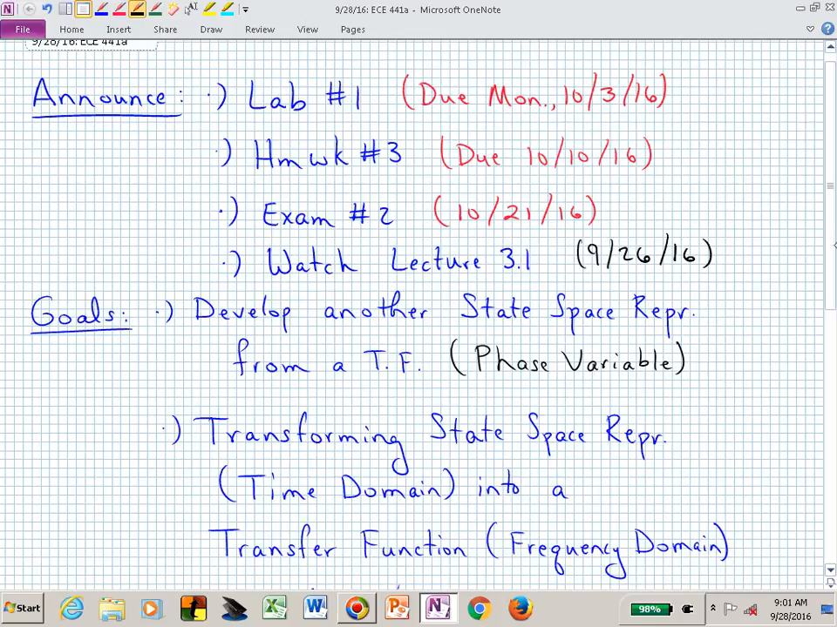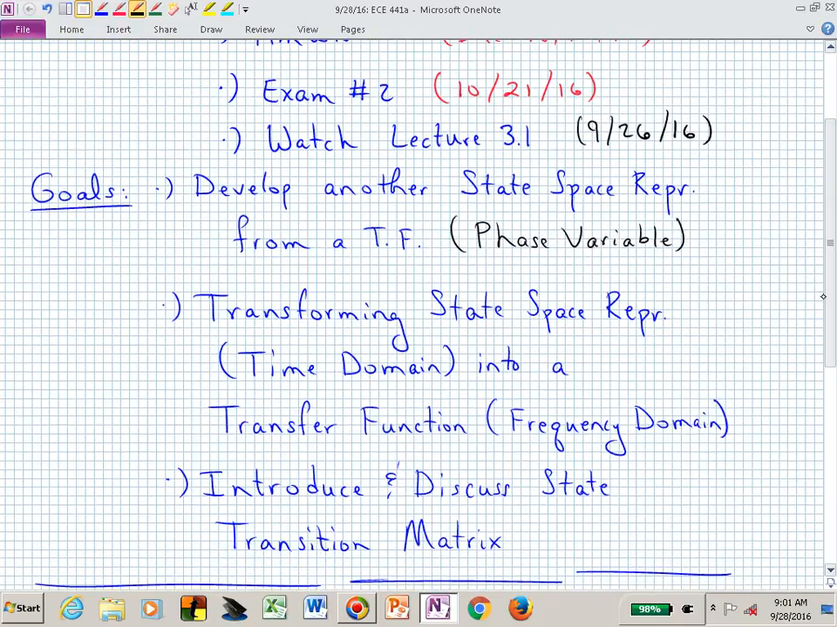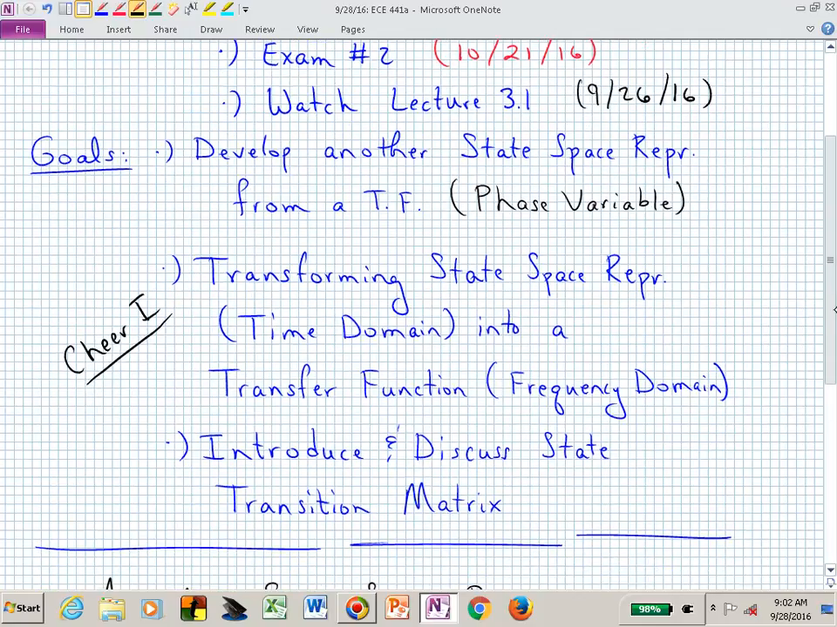Then we will look at transforming from the state space representation, which is the time domain, into a transfer function, and what should you be thinking when you see that goal? Cheer 1. Yes, so this is cheer number 1, actually. We know how to take a state space representation and go back into a transfer function, but I just want to make sure that everybody's clear with how we can chase our tail. And then we'll start looking at a state transition matrix. We'll introduce and discuss that.